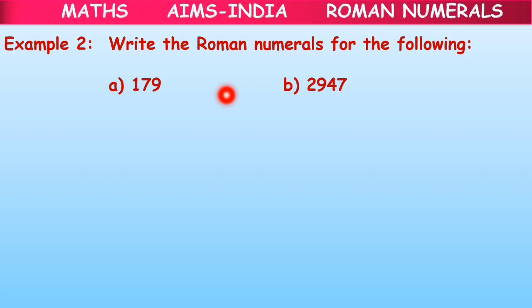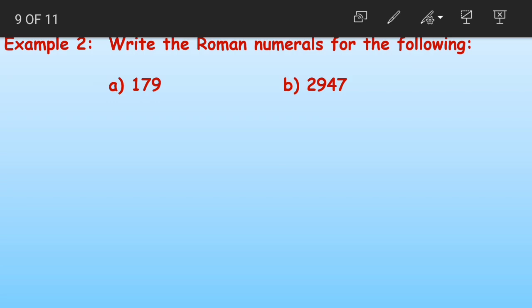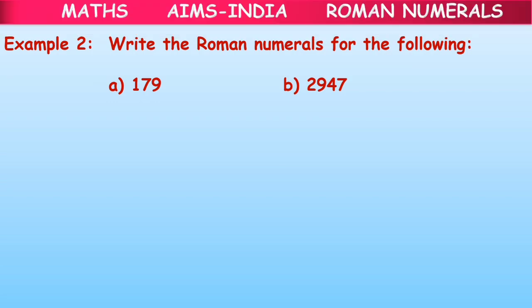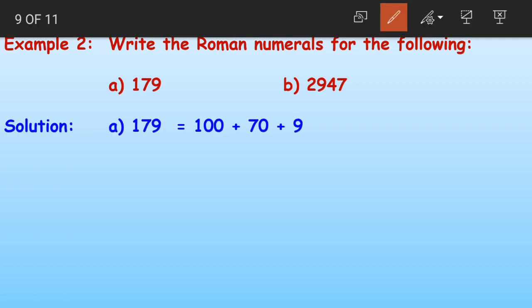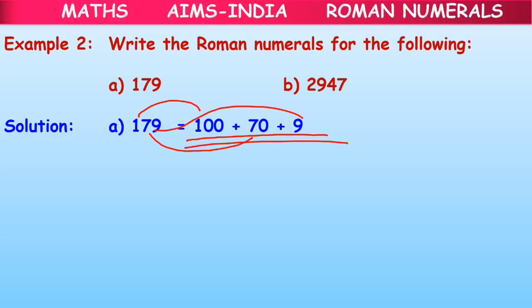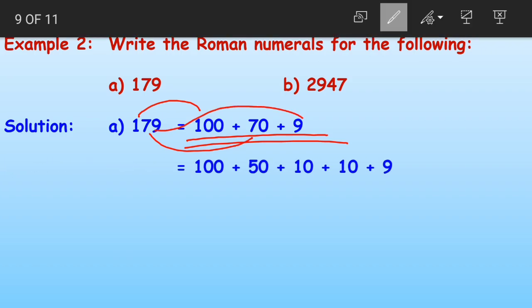Moving on to the second example with the large numbers. Write the Roman numerals for the following. What should we do now? We should write the Roman numerals. The first question is 179. Again, what should we do? The first step, we should write the expanded form. 100 plus 70 plus 9. Right? 100 plus 70 plus 9.